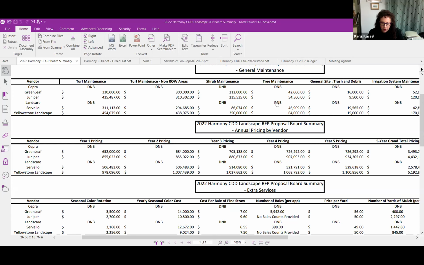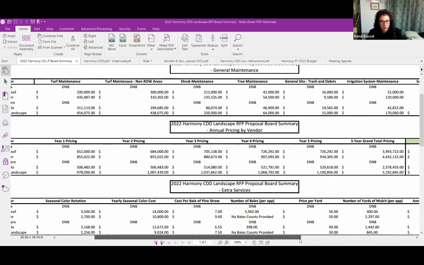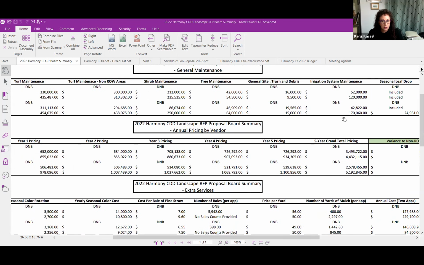But there's also R&M trees and trimming. Yes, that's a different, separate line. Okay, then I have another question about R&M irrigation. That's outside of the contract. And the irrigation system maintenance that is included in these bids, what does that include or not include? That's a good question.